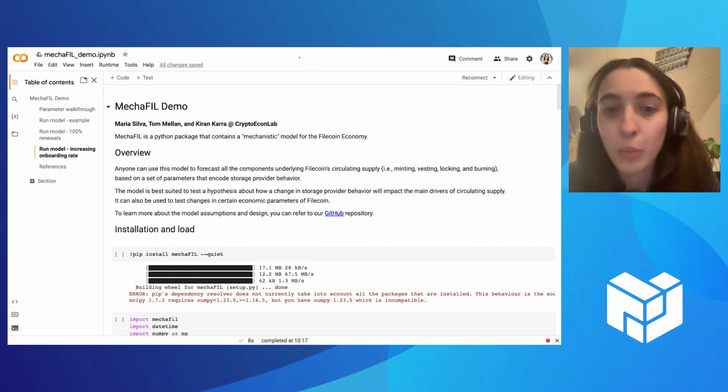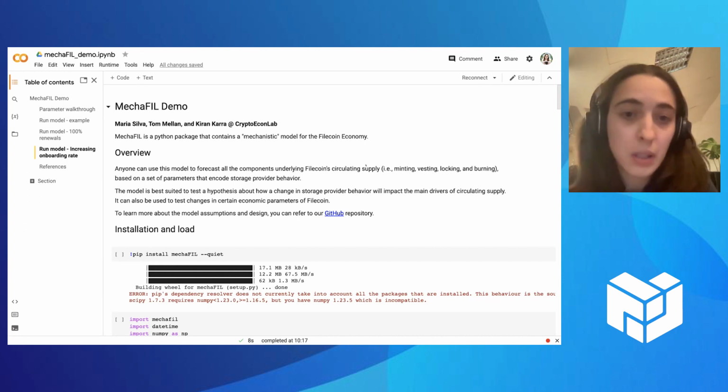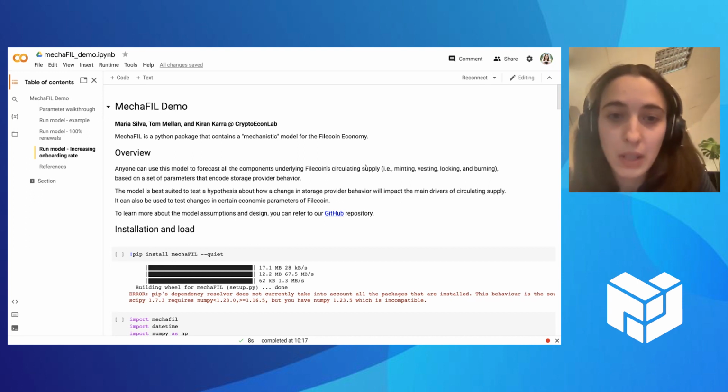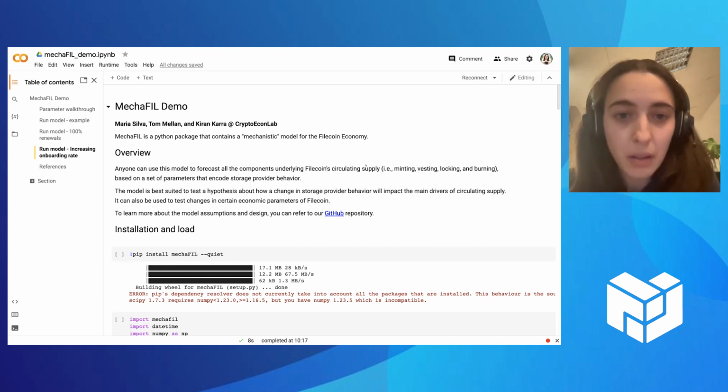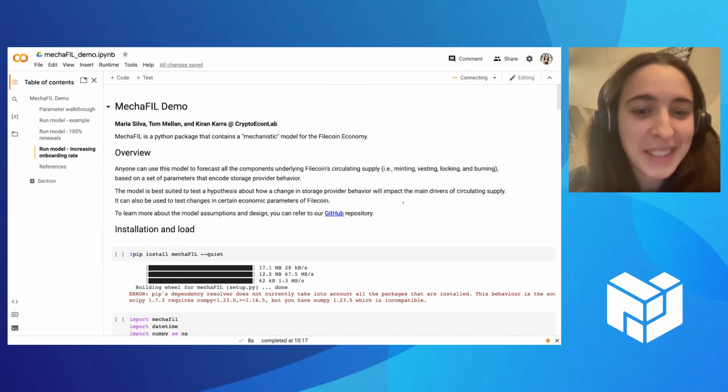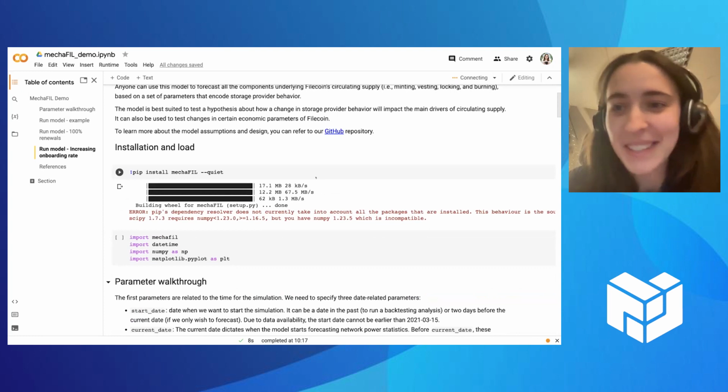And the components that make up circulating supply, which is how much FIL is being minted, how much FIL is vesting, how much FIL is being locked, and how much FIL is being burned due to gas usage. So this will be a demo. If things break, it's a demo, so it's fine.